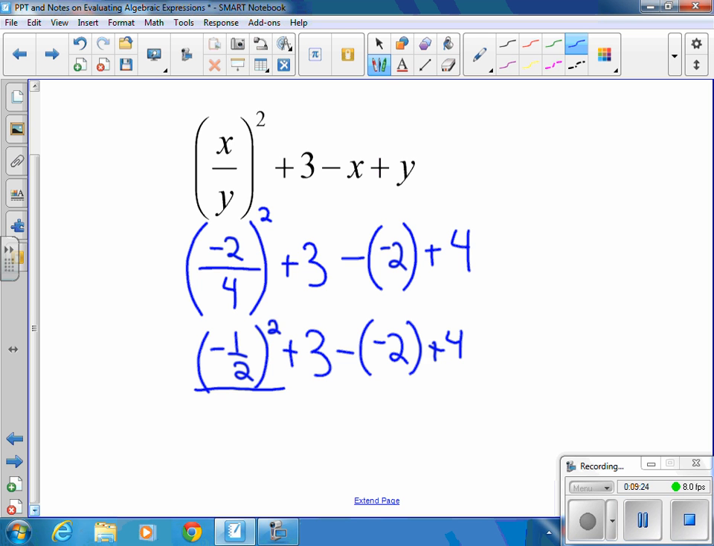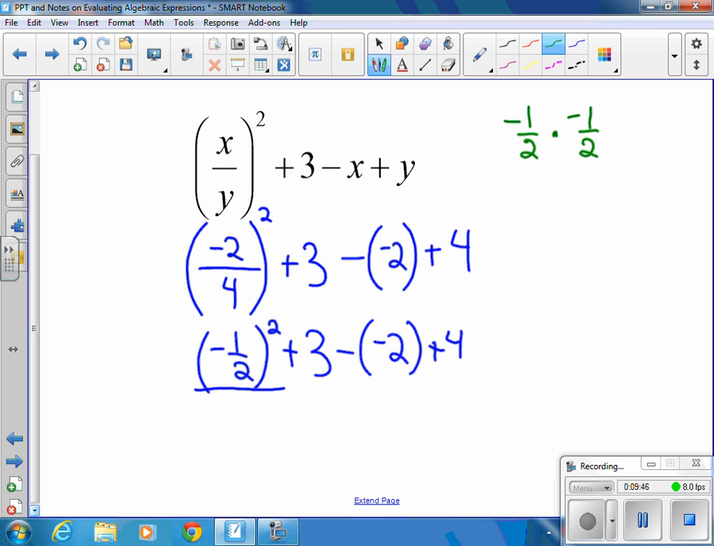Okay, so I've got to think about this. Negative half squared. Well, what does that mean? It means I'm going to take negative half and I'm going to times it by negative half, because remember, we're taking that base number and timesing it by itself 2 times. So there it is, 2 times. So I need to do the math here.